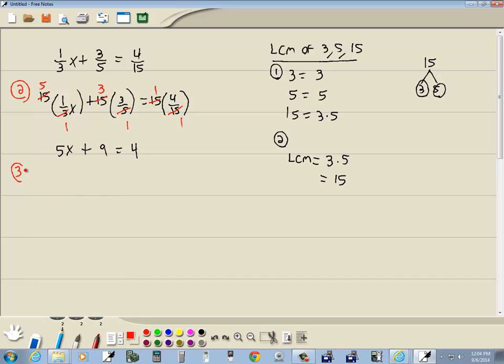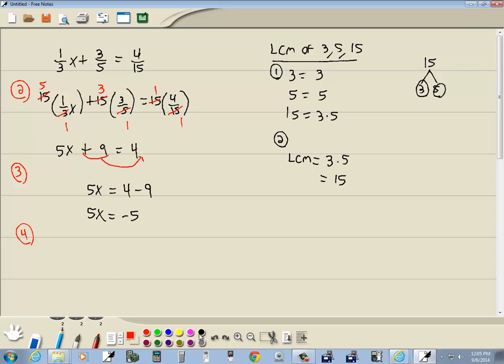Now step 3 says get everything with an x on one side and numbers on the other side. So I'm going to take this 9 and I'm going to move it to the right side. Now anytime you take anything across your equals, your sign changes. So the positive 9 becomes a negative 9. At any step, combine together like terms, combine together numbers. 4 minus 9 is negative 5.